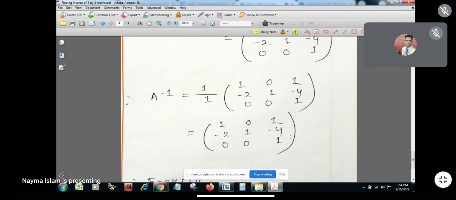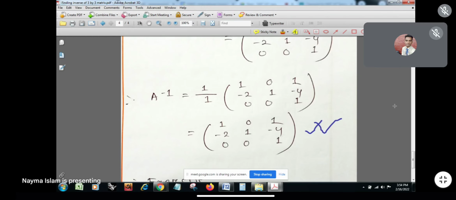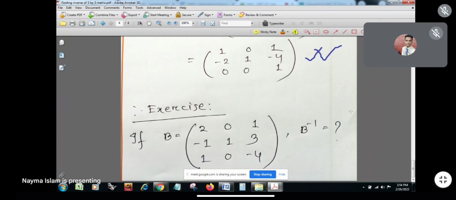So at first you have to find the determinant. After that you have to find the cofactor matrix. After that you have to find the adjoint matrix, considering the transpose of the cofactor matrix. And finally you have to use this formula: A inverse equals 1 by determinant times adjoint A. Clear? This is our answer. If you have any question, please ask me. And if not, please do this math.